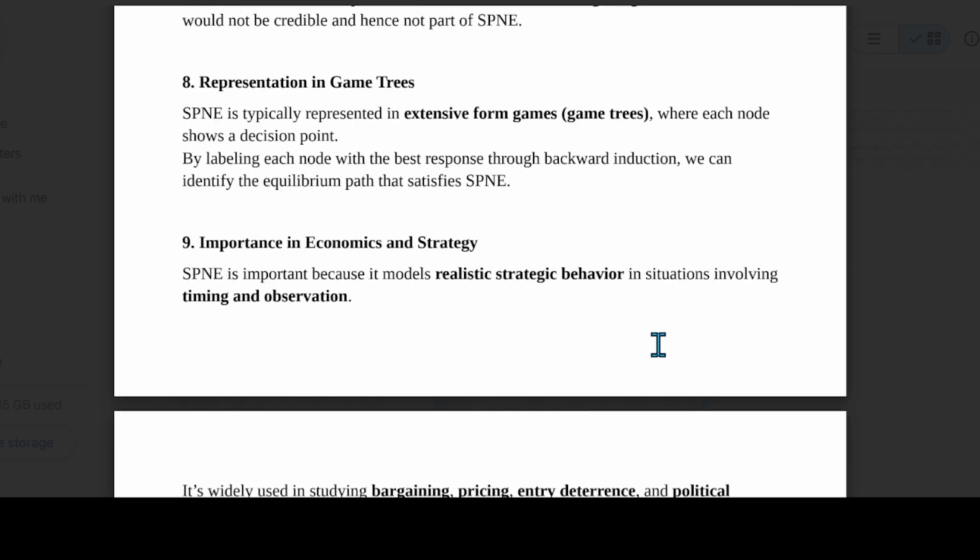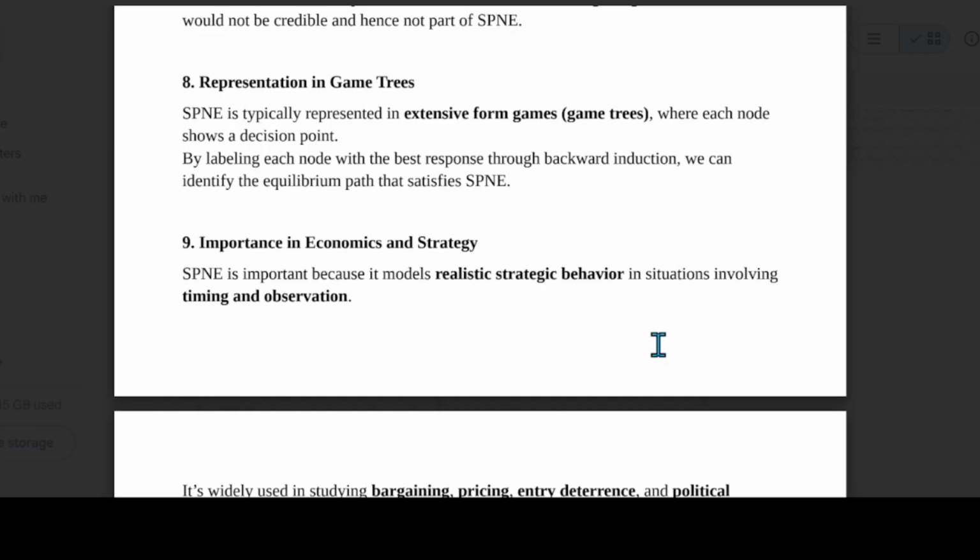Now, how is it represented? They are represented in extensive form games. Now what is an extensive form game? Extensive form basically means a game tree, like a normal graph we make, like that. That is exactly how it looks. It is like a game tree where each node shows a decision that a player has made. And then every decision point is checked through backward induction to confirm the best move. What this helps us with is to trace the equilibrium path and the logical direction of the play.